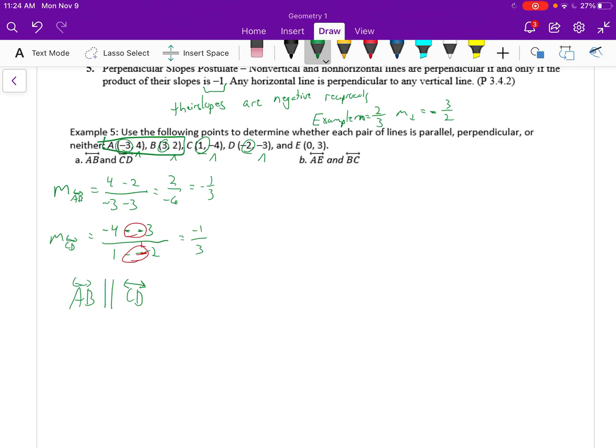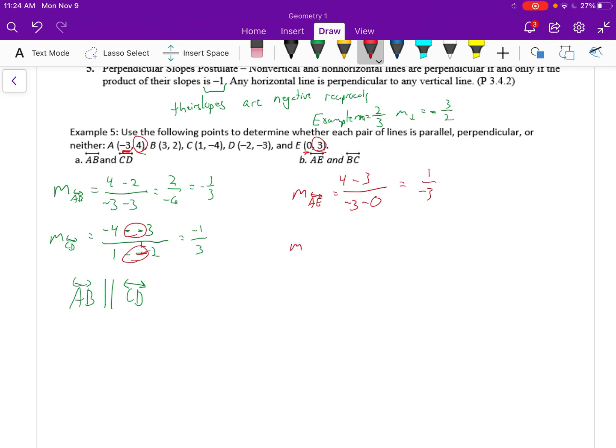Line AE, so I'm going to erase all this just so we can start fresh here. We're going to look at slopes again. Slope of line AE. A, so that's 4 minus 3 over x sub 1, negative 3, minus 0. So that's 1 over negative 3.